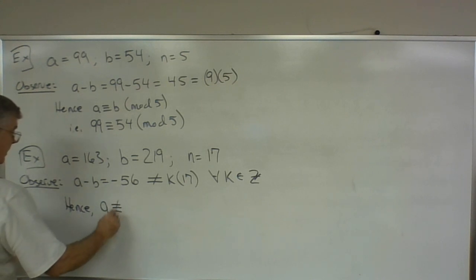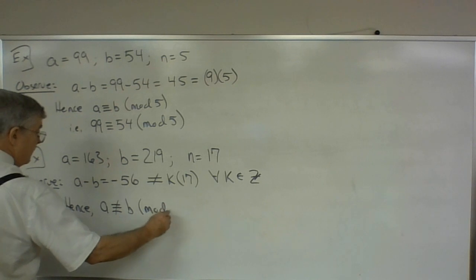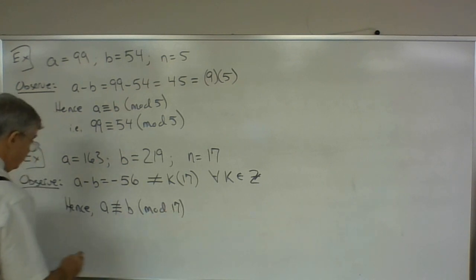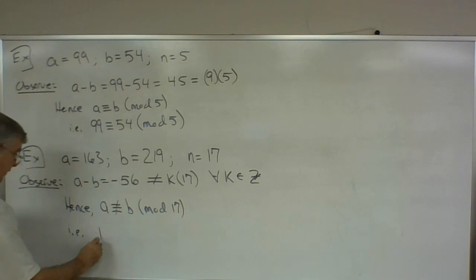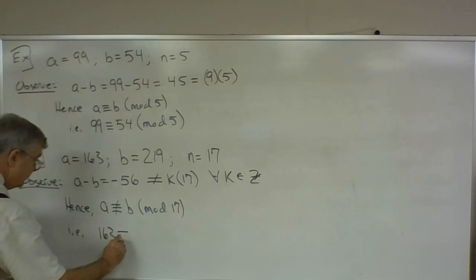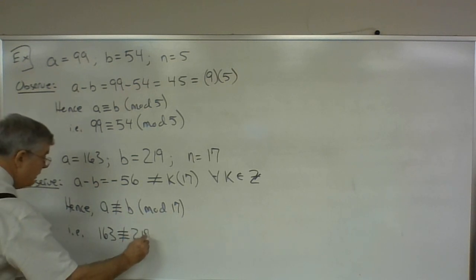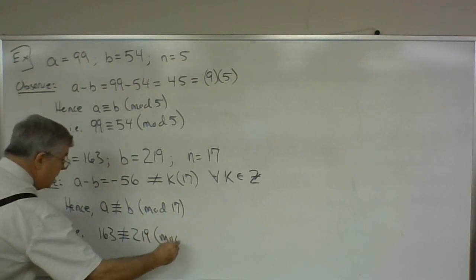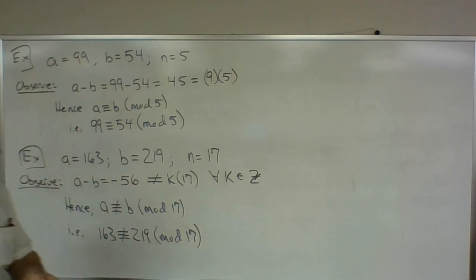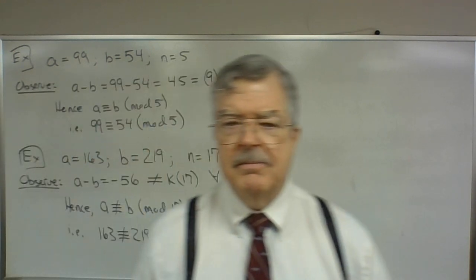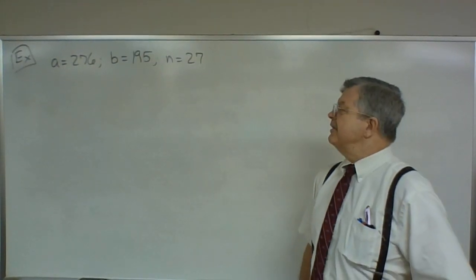So here, A is incongruent to B modulo 17. And in terms of the numbers themselves, 163 is incongruent to 219 modulo 17. And we'll do one more example. Okay, let's try this one out.